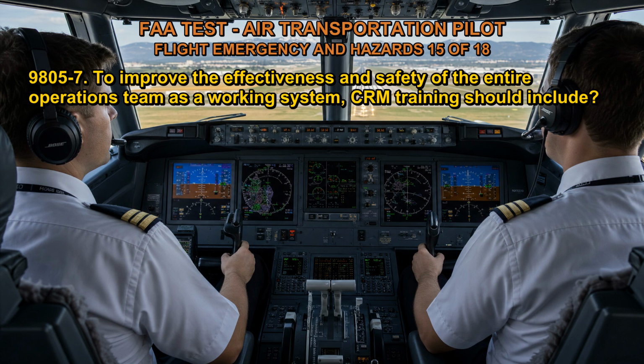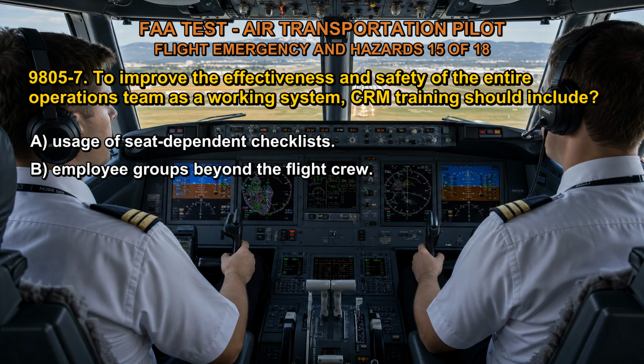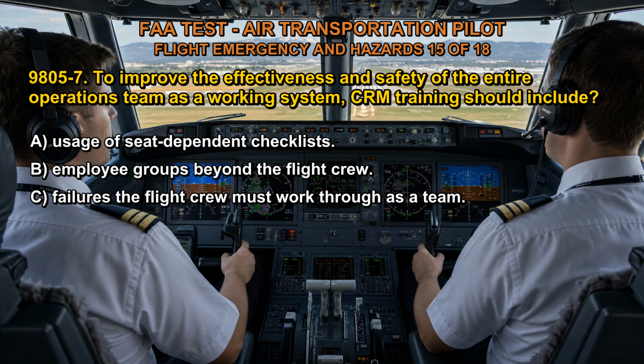Q9805-7. To improve the effectiveness and safety of the entire operations team as a working system, CRM training should include A. Usage of seat-dependent checklists. B. Employee groups beyond the flight crew. C. Failures the flight crew must work through as a team. The correct answer is C.